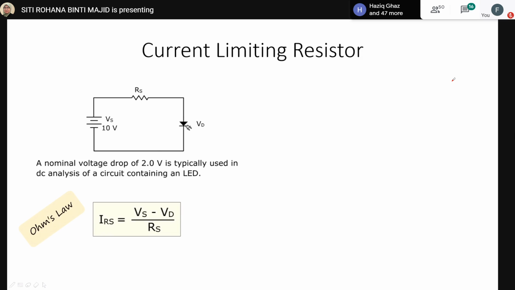And also we use the very simple Ohm's law to get IRS equals to Vs minus Vd over Rs. Vs is the power supply, and Vd is the voltage of the diode, and R is the resistor in the circuit. And then you can calculate the current that can be produced from this simple circuit.